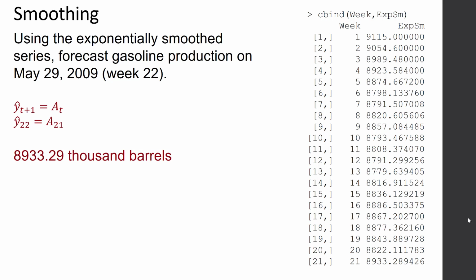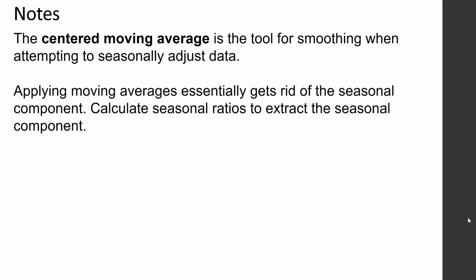So again, remember that your predicted value for the exponential smoother for the t plus 1 time point is just to use A sub t. So if we want to predict for week 22, we're going to use week 21's exponentially smoothed value, 8933.289426. So we're going to estimate that for week 22, May 29, 2009, about 8,933.29 thousand barrels.